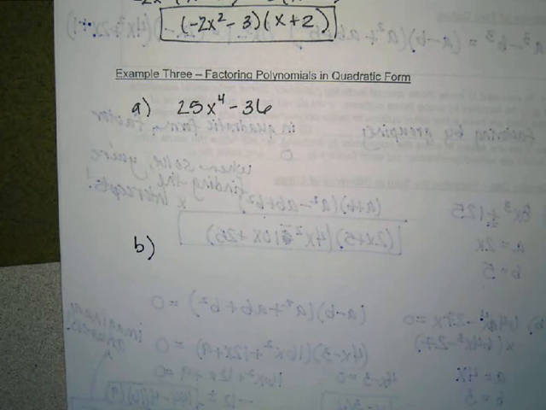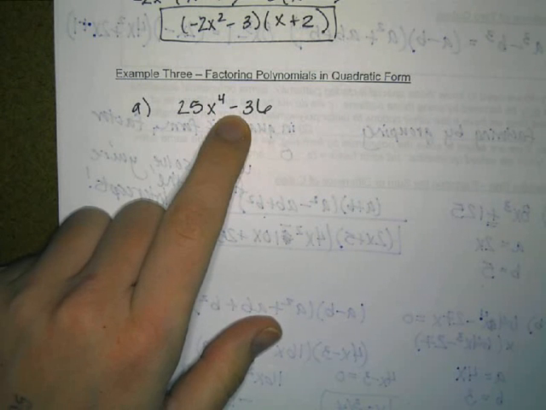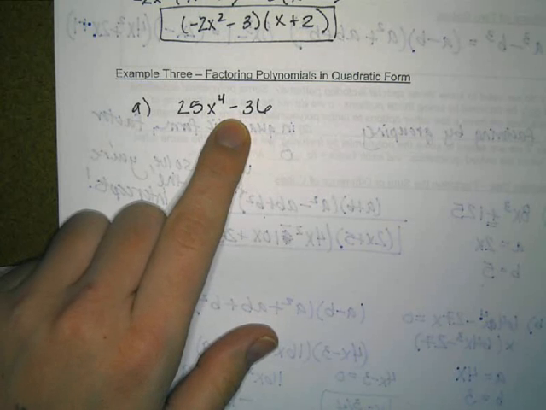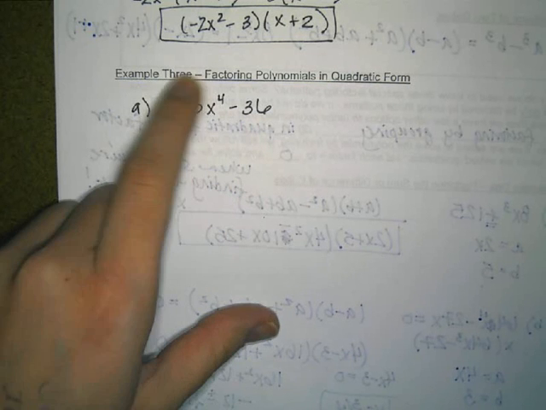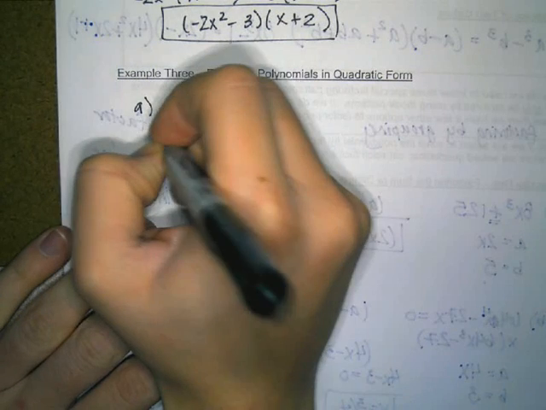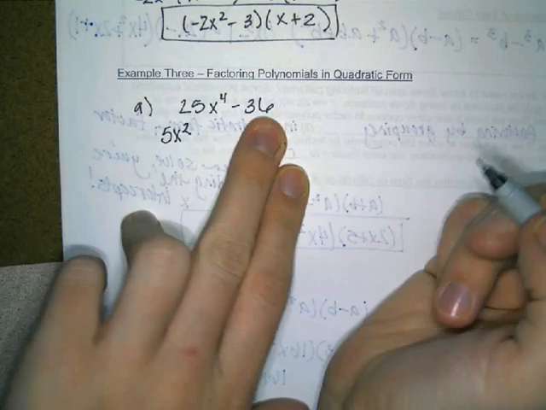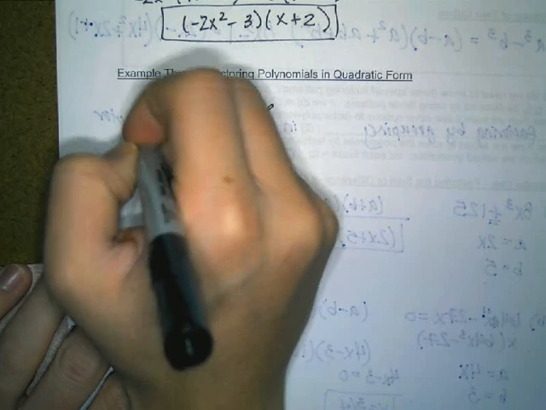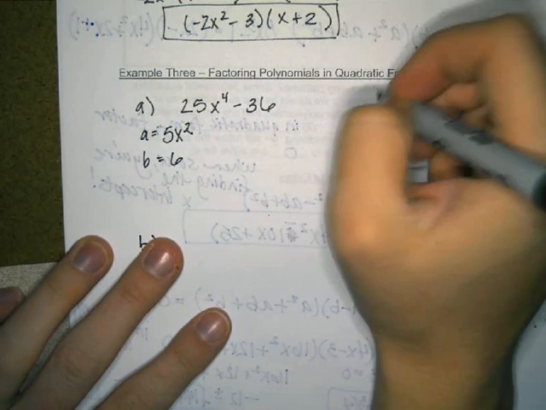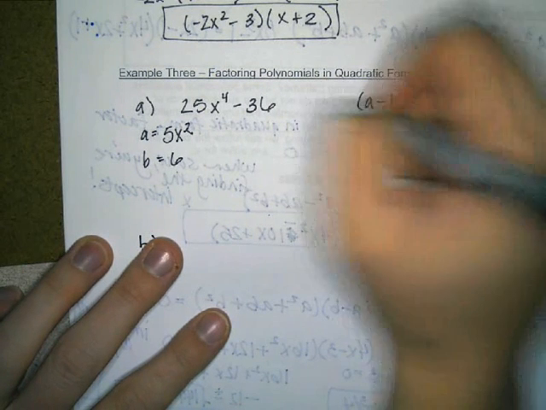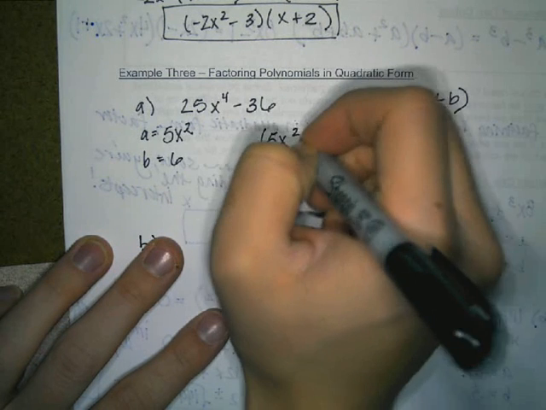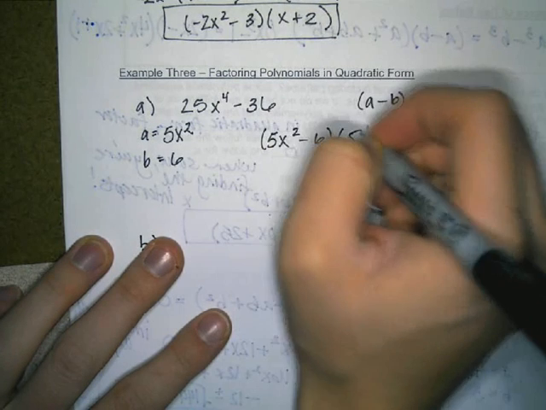Now, because we have 2 terms here, and you're subtracting, and it's not a cubic, I might think, well, let's see if it fits the difference of squares pattern. And then I would ask myself, can I take the square root of the first term, which I can. It'd be 5x squared. Can I take the square root of the second term? Yep, 6. Alright, so it fits that pattern for the difference of squares. And so your answer here would be 5x squared minus 6, 5x squared plus 6.